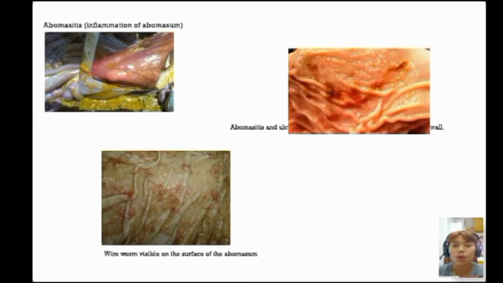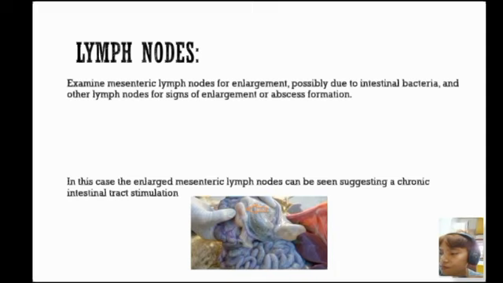The brown stomach worm, however, is so small that lymph nodes. Examining mesenteric lymph nodes for enlargement, possibly due to external bacteria and other lymph nodes. For signs of enlargement, or in this case, the enlargement of mesenteric lymph nodes can be seen, suggesting a chronic intestinal tract stimulation.